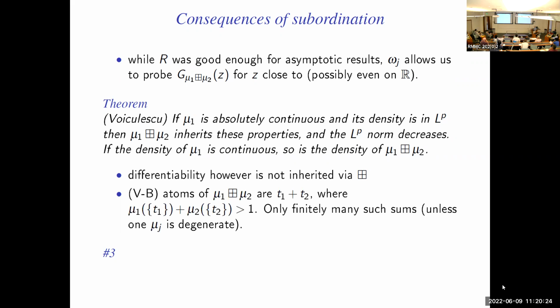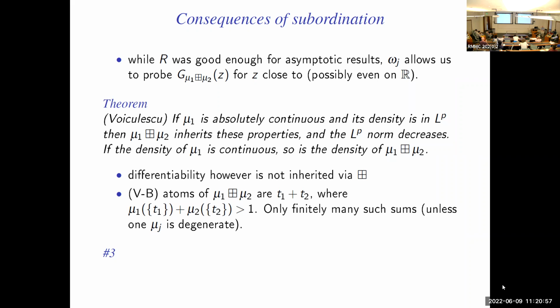So what else? This is something that I observed a little bit later. It's a description of the point masses of a free convolution. A point is a point mass of the free convolution of mu1 and mu2 if and only if that point can be written as T1 plus T2, where mu1 of the point T1 and mu2 of the point T2 add up to strictly more than one.